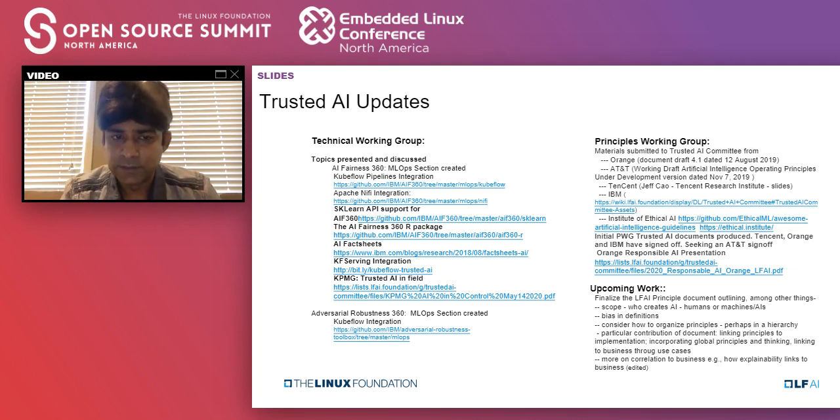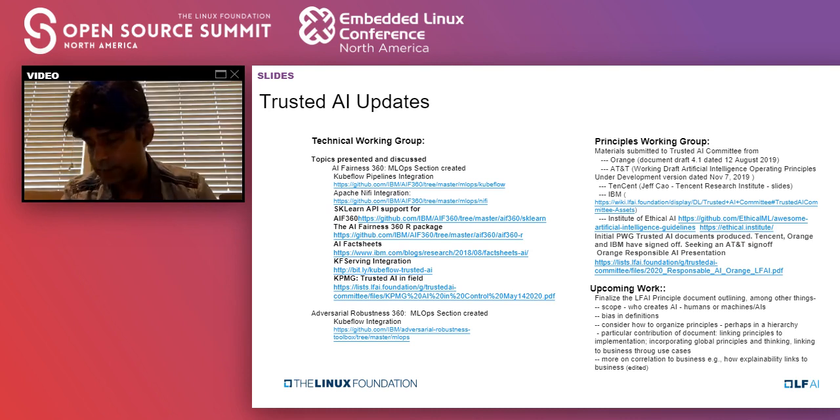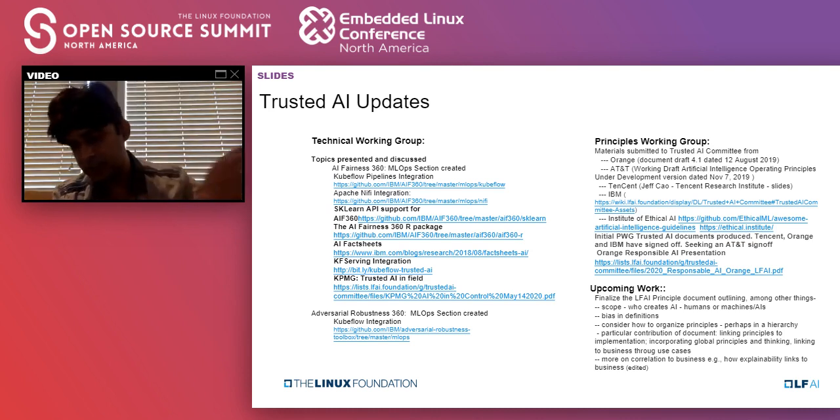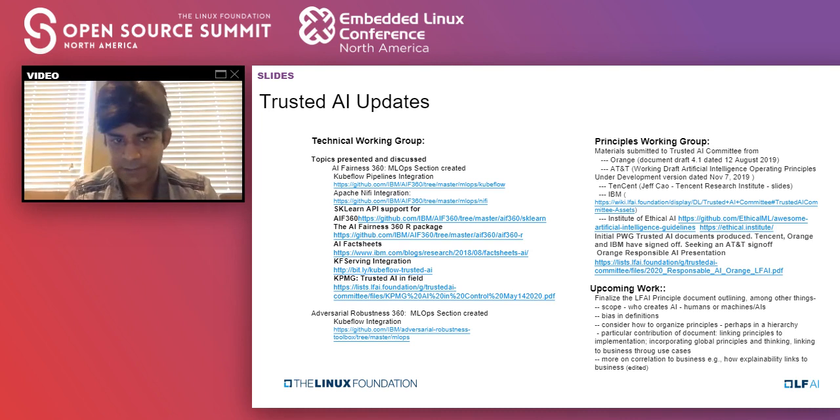Then there are a lot of other presentations which have been happening around AI fact sheets, or how we are integrating with a model serving platform like KF Serving. We have other members like KPMG who are doing this in practice in the field with clients and customers, a lot of government agencies and cities, as well as financial customers. They came and gave a presentation, and I'll have a few more details in the next slides. So a lot of these things are coming.